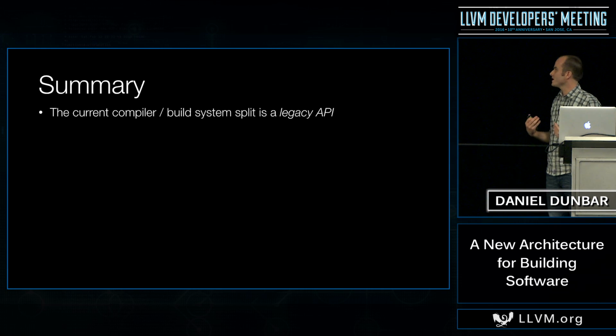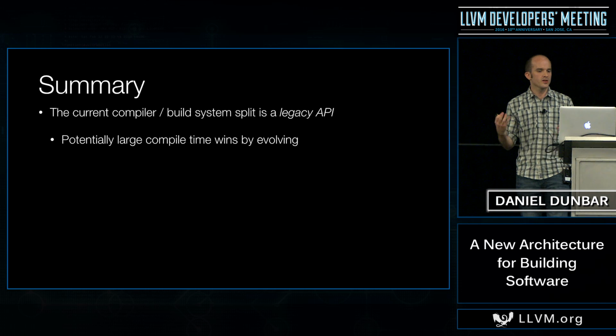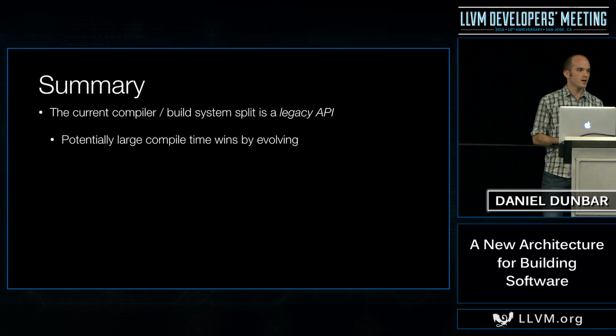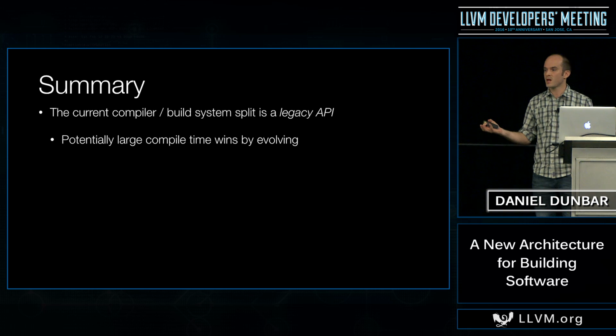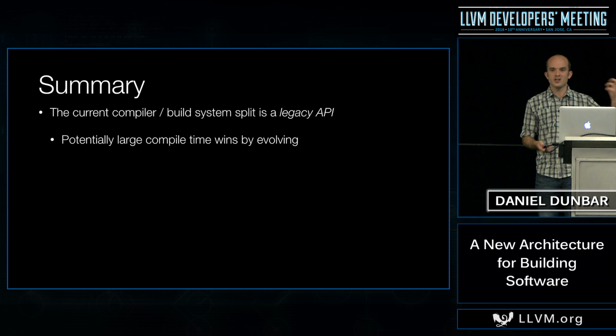So in summary, my belief is that this current build system and compiler split we should view this as basically a legacy API. And that there are some potentially large compile time benefits that we can get by evolving this API in the same way that we usually get when we break APIs. We don't break APIs because we're bored most of the time. It's because the belief is that that new API is better and it unlocks some functionality. And so I think the same thing is true here. If we change the API, we can actually improve the way we build software.